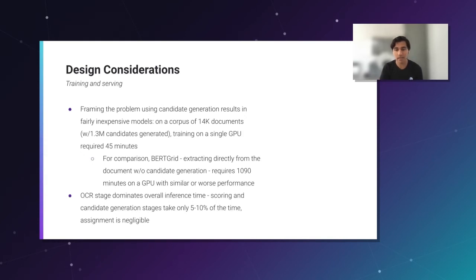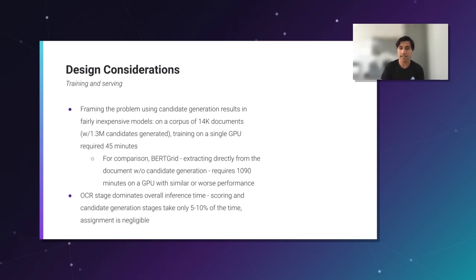And finally, last slide, I hope everyone's still awake. Framing the problem using candidate generation results in more inexpensive models than the traditional models like BERT GRID on the corpus of 14,000 invoice documents that the authors were using, with 1.3 million candidates generated using all of their candidate generation functions. Training on a single GPU required 45 minutes.